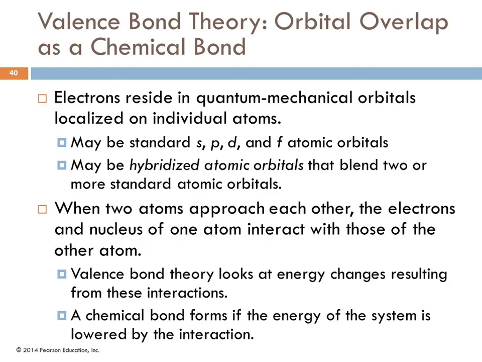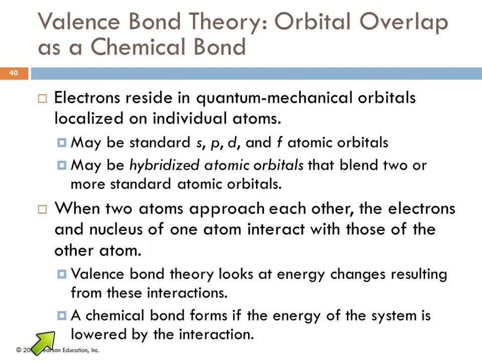That's what they do when they are atoms, but when we get a molecule, these atomic orbitals can hybridize, they can blend together, so that when two atoms approach each other, the electrons and nucleus of one atom interact with those of another. And valence bond theory is looking at the energy changes that result from these interactions.